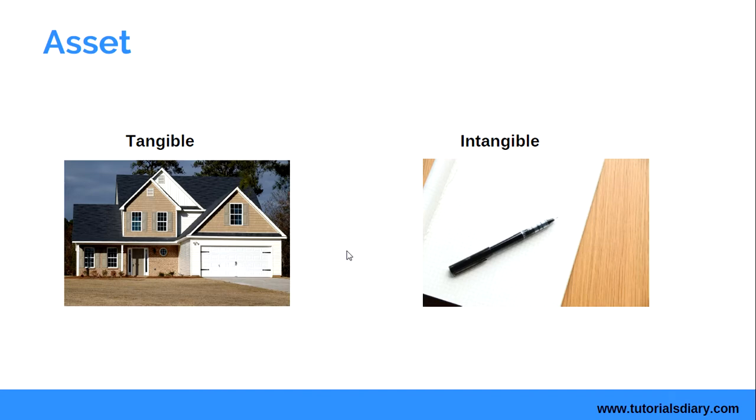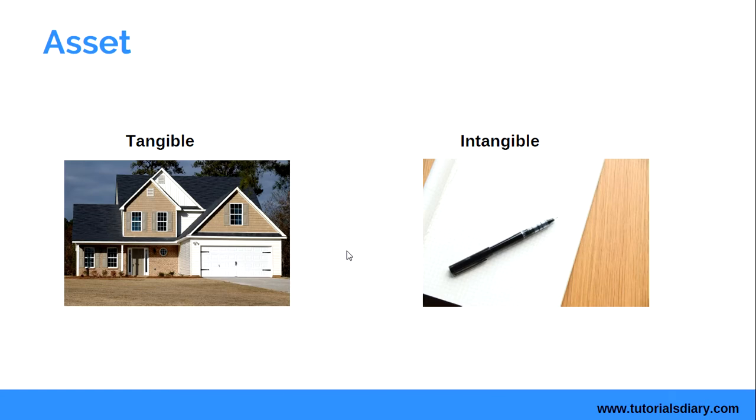So suppose I have 5 cars with me. That means I am owning 5 cars, so this becomes my assets. I have one home, so that becomes my asset basically. So an asset is anything which is owned by you. That is known as an asset.